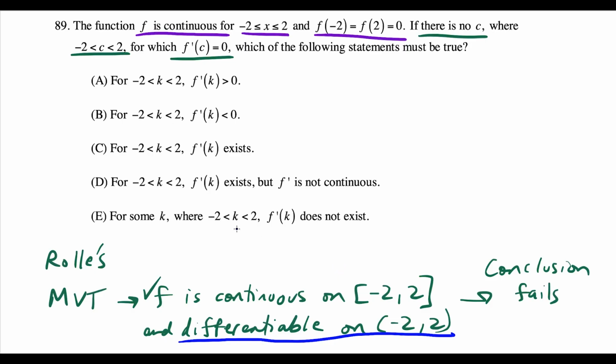Well, this would match up with choice E, that for some value k between -2 and 2, the derivative is not going to exist. Because once again, continuity is already established. We were told f is continuous on the closed interval, which means at some point the function can't be differentiable on the open interval, because once again, the conclusion fails for MVT, which means one of these has to fail. So this is the one that has to fail, and it's going to match up with choice E.